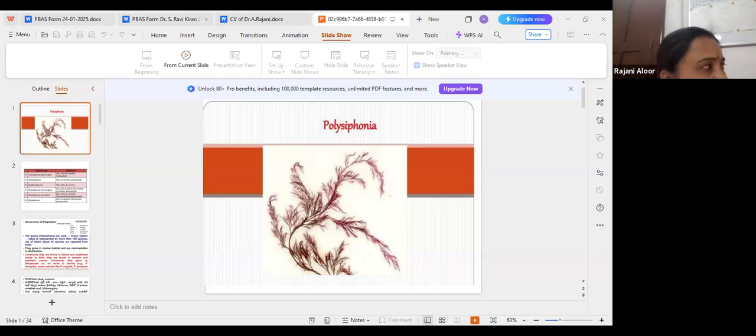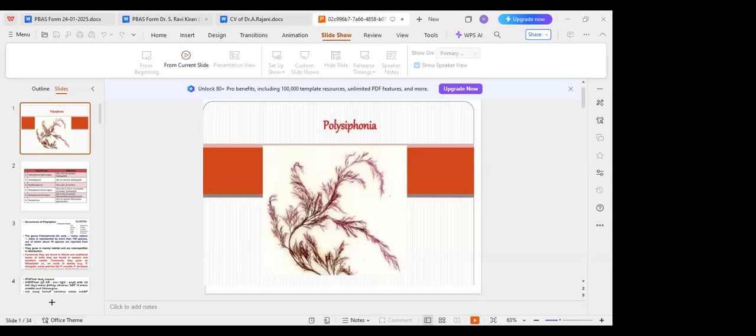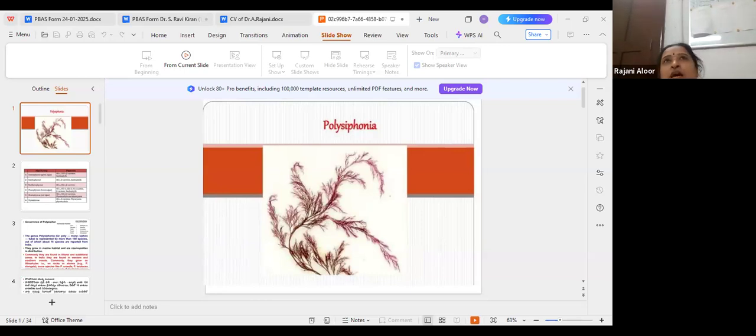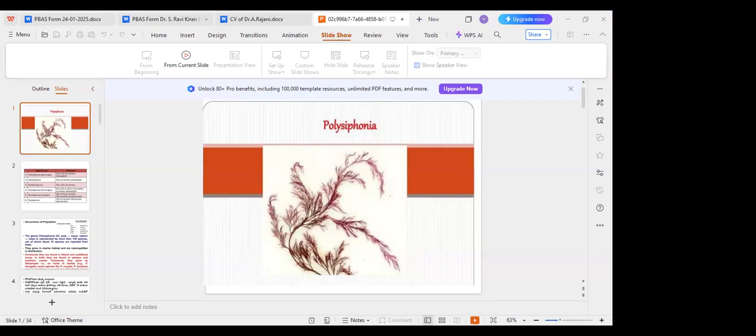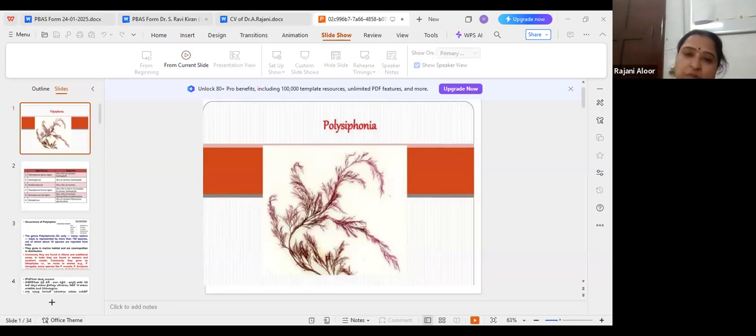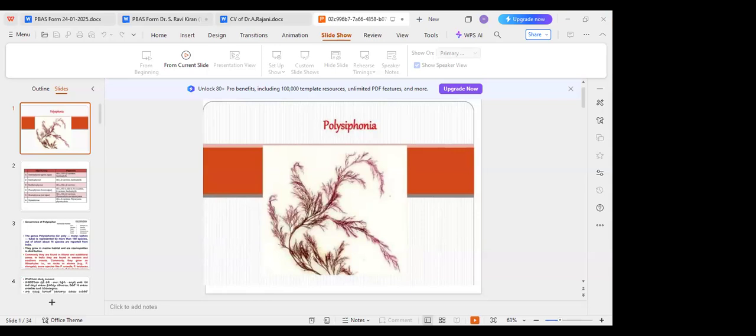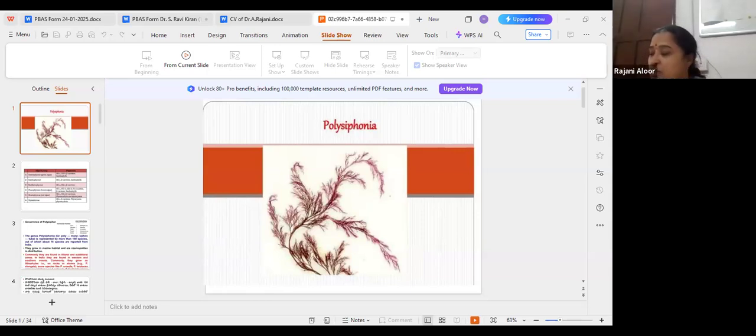What type of pigments are present? Chlorophyll A, chlorophyll C, and fucoxanthin, madam. That's why this is brown algae. Pheophyceae are brown algae. What type of reserve food material? Laminarin starch, mannitol, alcohol. Reproduction is all the same, but here vegetative reproduction is absent in Ectocarpus.